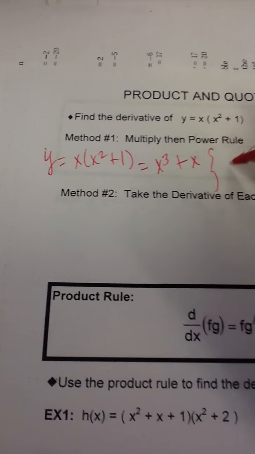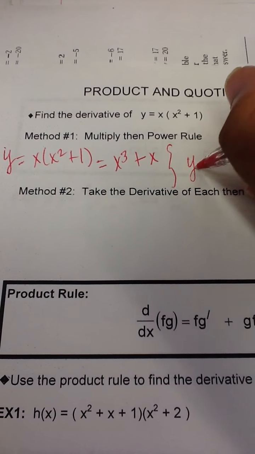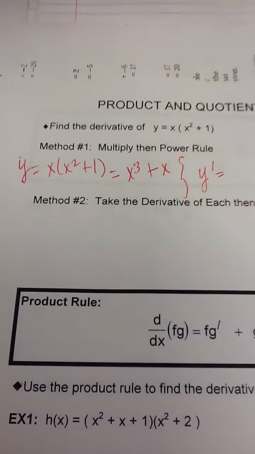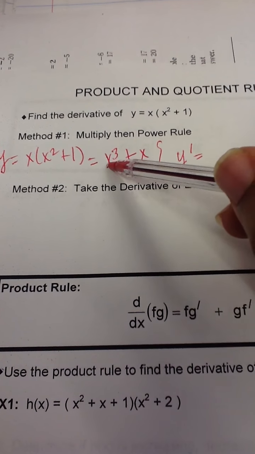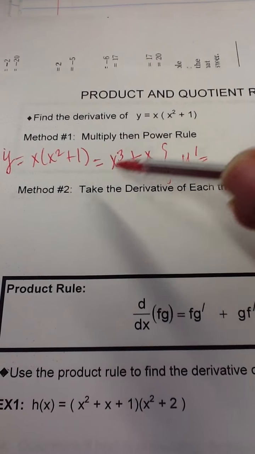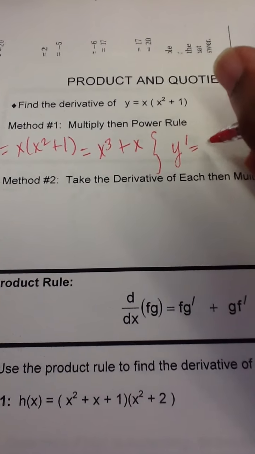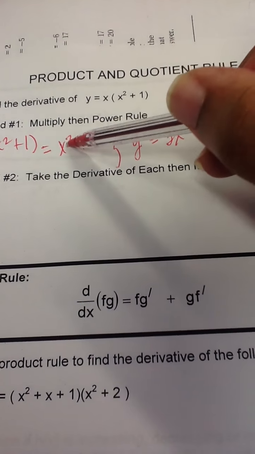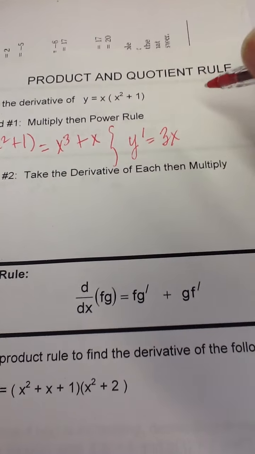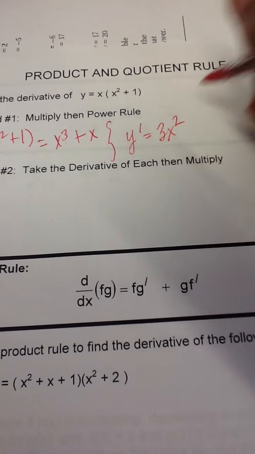Therefore, y prime, the derivative of y, we're going to use the power rule. That's x to the third power. I need to bring my 3 down. So it's going to be 3x. Now to the old exponent minus 1. Remember, we're using the power rule. So that's 3x squared.